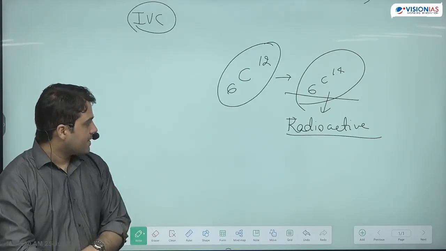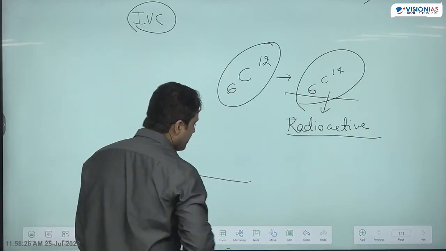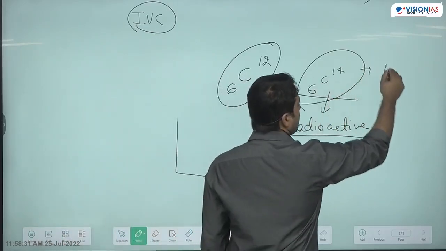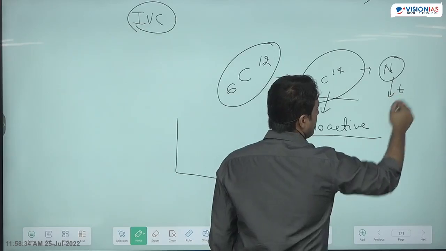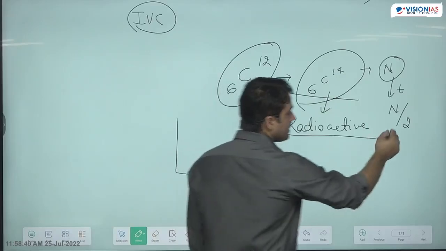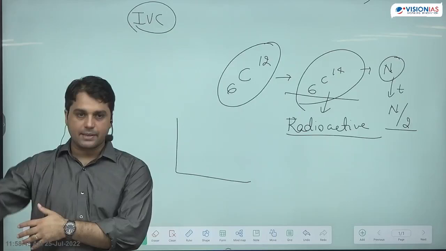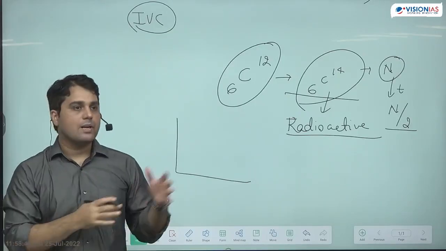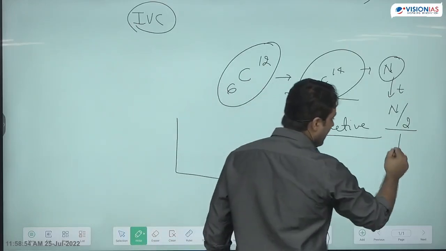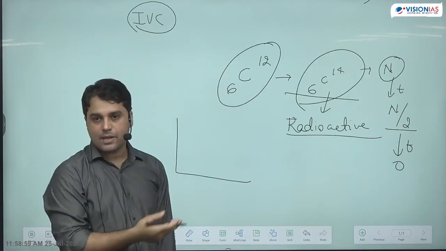Now here is a very interesting thing about radioactivity which you should know: it follows a very interesting law. For example, let's say there is a sample with initially N nuclei, and after time t, half of that has disintegrated into nitrogen, and the other half remains. So how much remains? N by 2. Only half remains in time t. You may think that if it follows a linear relationship, then after time t it will become 0, right? You can hope that, but that is not how radioactivity occurs.